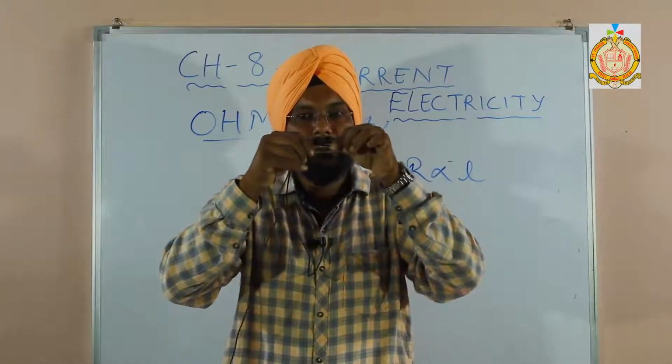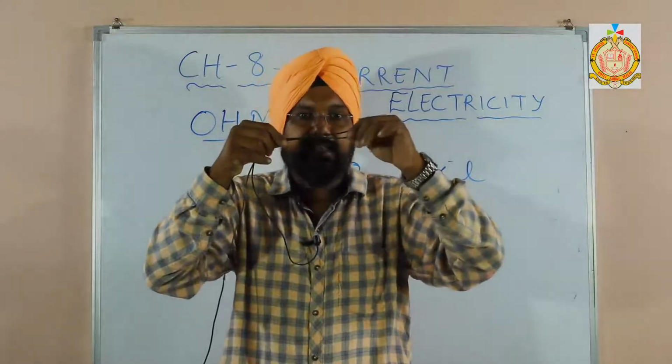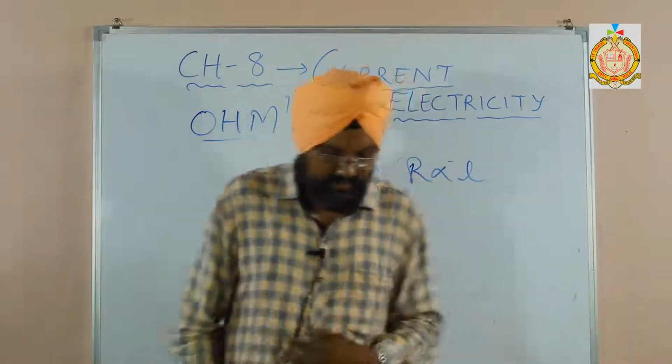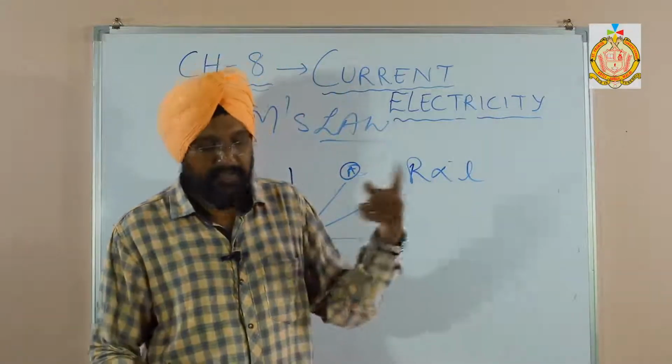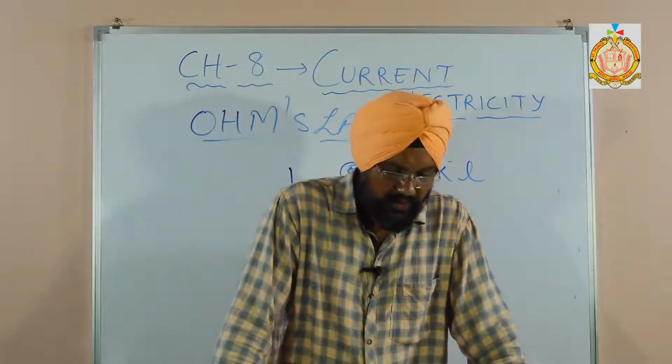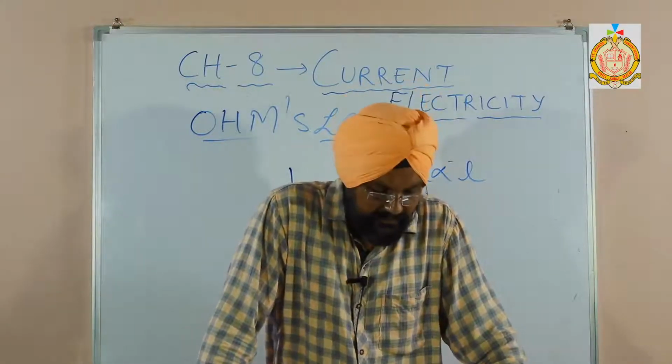that means the more the area, the less the resistance. The less the area, the more the resistance. So area is inversely proportional to the resistance, we can say. So a thick copper wire, a thick conductor, means less resistance.